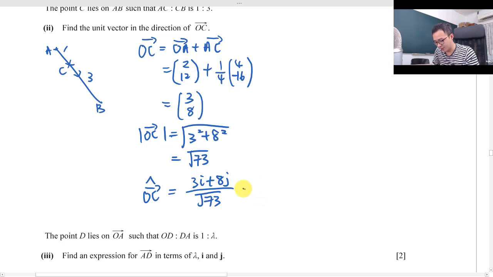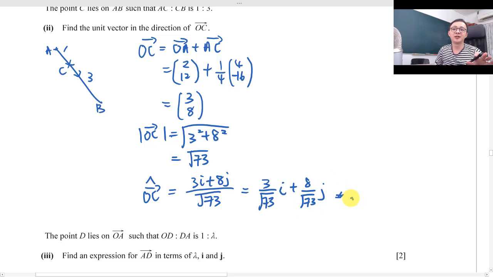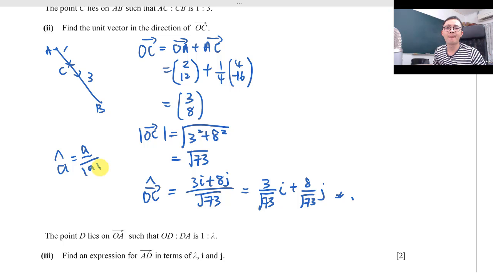If you prefer to write it nicely, you can separate them like 3 over square root 73 i plus 8 over square root 73 j. All of this should be quite simple. If you're not sure, the unit vector of A is vector A over the length of A. This is how we get a unit vector.